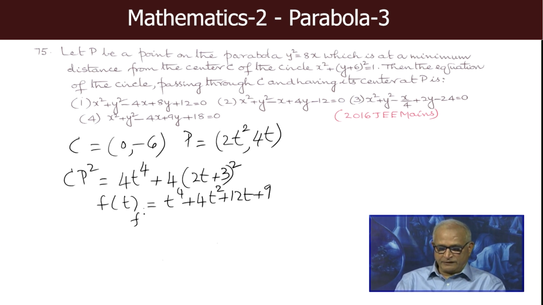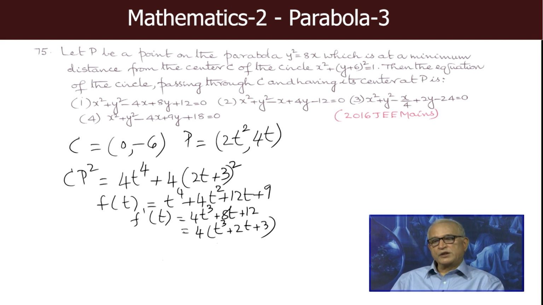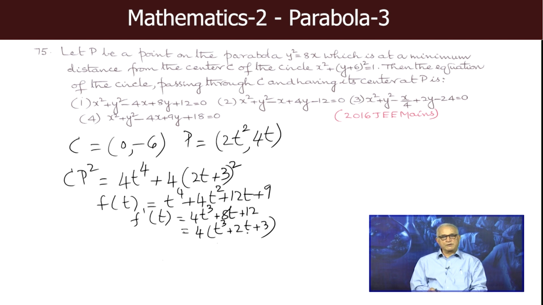f dash it is 4t³ plus 8t plus 12, or 4 into (t³ plus 2t plus 3). Well, by inspection you can see that t equal to minus 1 makes this 0. When t equal to minus 1, t³ is minus 1, 2t is minus 2, minus 1 minus 2 is minus 3, plus 3 is 0.